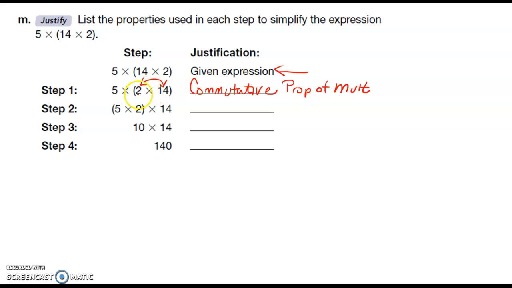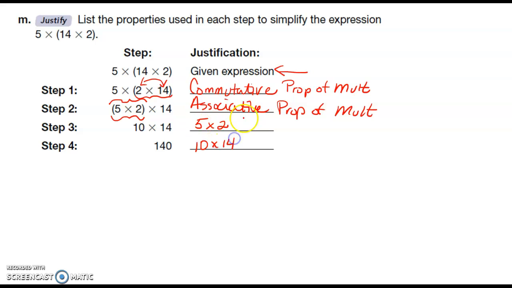And then from here to here, from step 1 to step 2, we're changing the parentheses. That's associative property of multiplication, because we're multiplying. And then what they do is they multiply 5 times 2, and then they multiply 10 times 14. So they're just straight multiplying in those last 2 steps.